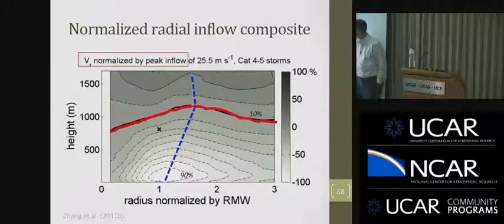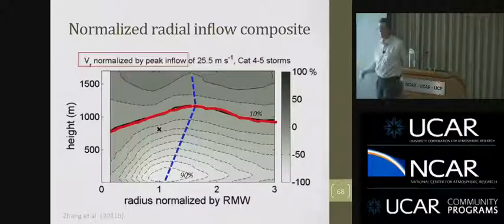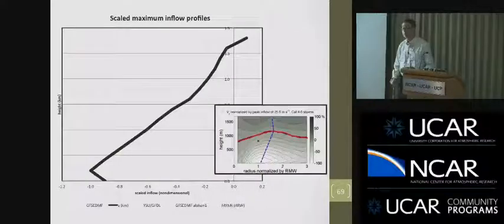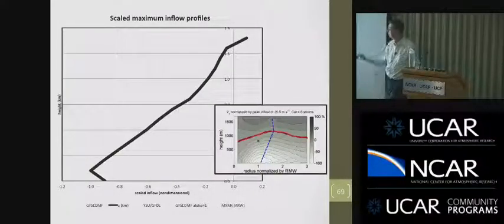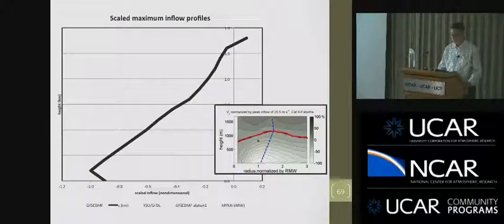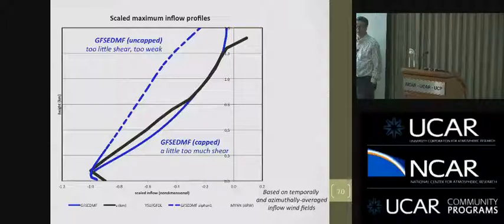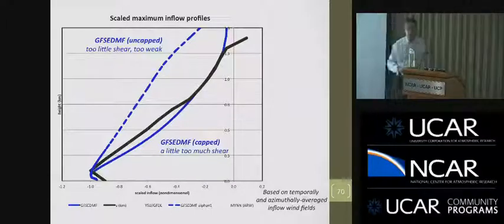I'm using that as a proxy for the inflow layer depth. And I'm basically drawing a line that connects the maximum values at any particular altitude, and that gives me a vertical profile of the scaled radial inflow, which is here, which I can now compute from the model and compare for different PBL schemes. So if we start with the GFS scheme, uncapped, it produces a profile that looks like this. This tells me way too little shear over too deep of a depth, but if we cap it, it looks a lot better. It looks like it fits this black line, which I'm taking as truth, fairly well, and probably as good as it can get.